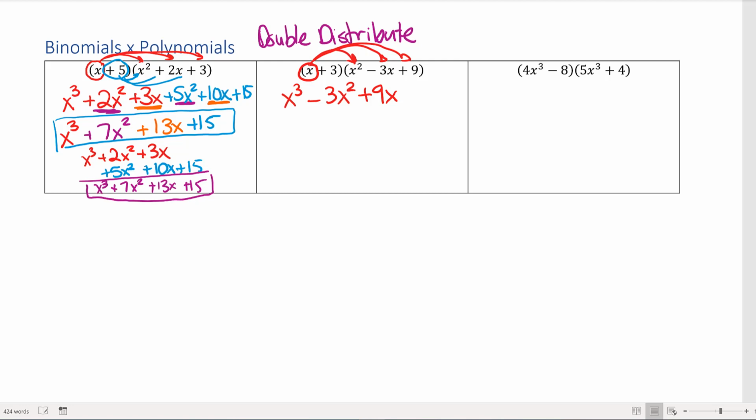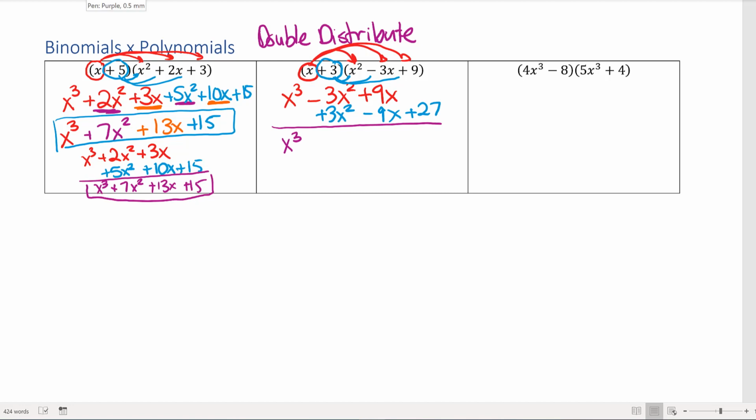If I use the vertical method, when I come back and grab the plus 3 and distribute the plus 3, 3 times x squared, that's positive 3x squared, and then I could put it right up under the other x squared term. Next, I have 3 times negative 3x, that's negative 9x, and then 3 times positive 9, that's positive 27. Once I have everything lined up, when I add, I can simply add down.